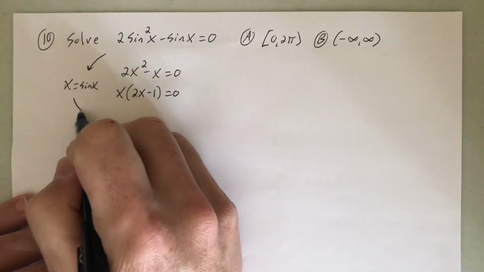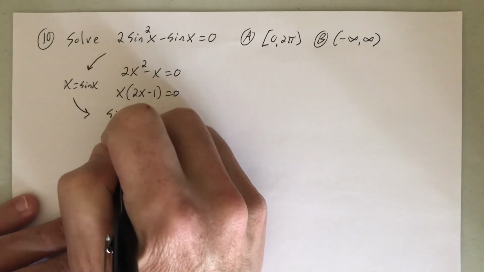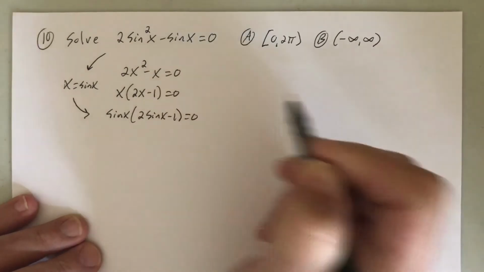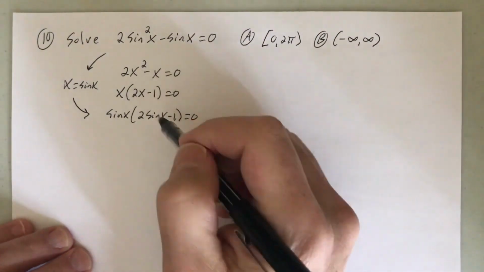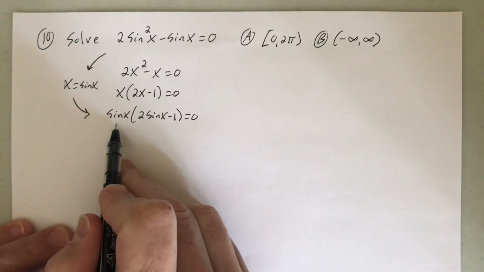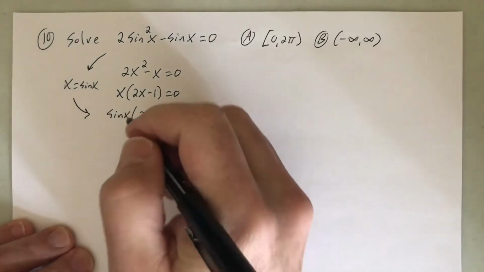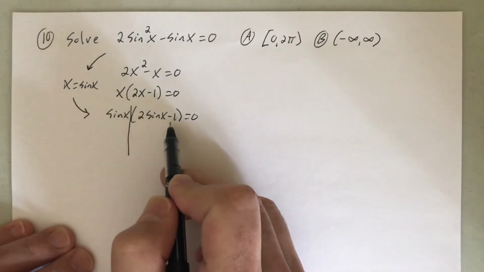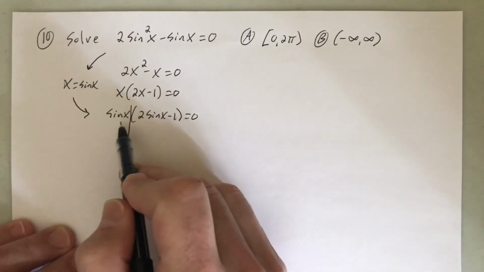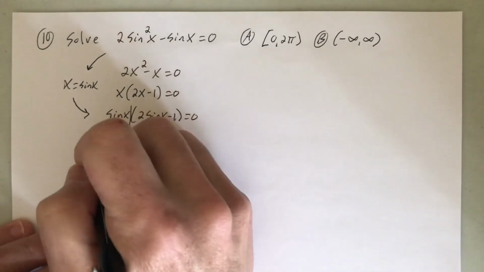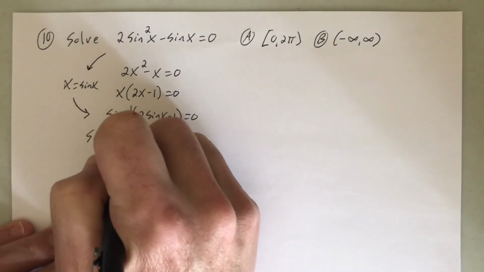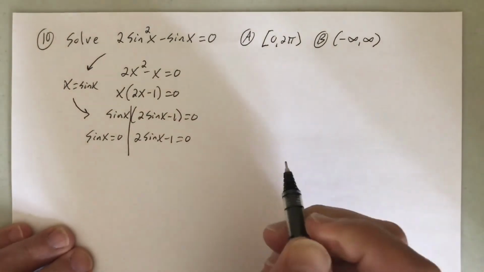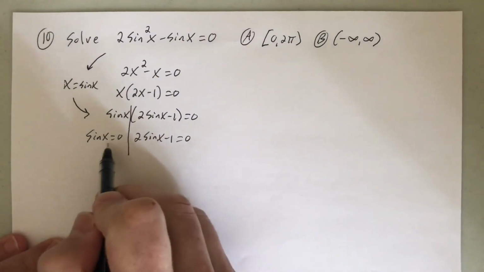Then I can go ahead, put my sine x back in there, and I get sine x times 2 sine x minus 1 is equal to 0. So now both of these, I'm going to set them equal to 0. Your common factor has the variable in it, so you're going to set that equal to 0 as well. If it was just a number, like 3 times 2 sine x minus 1, you would just ignore it. But it has the variable here, so we're going to set that equal to 0. So this would be sine x is equal to 0, and then 2 sine x minus 1 is equal to 0.